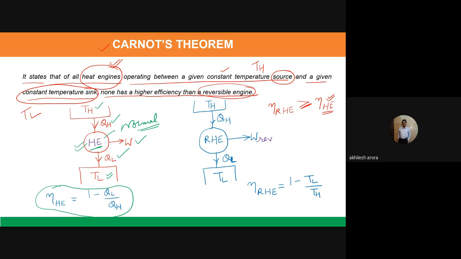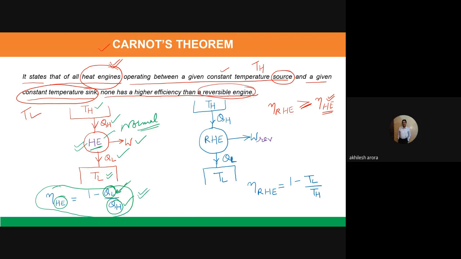Now, this is important to understand here. This efficiency of the normal heat engine is in terms of heat transfer rates. So it is QL, that means the heat rejected, and this is heat supplied. So this efficiency is for the normal heat engine. This is how we are writing its efficiency.